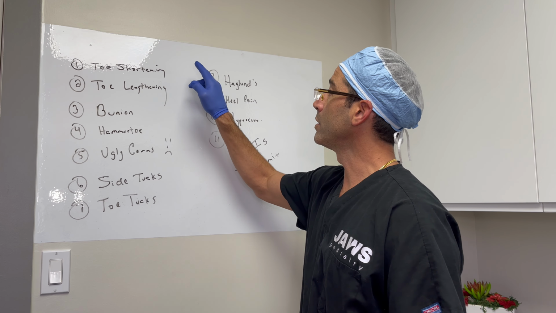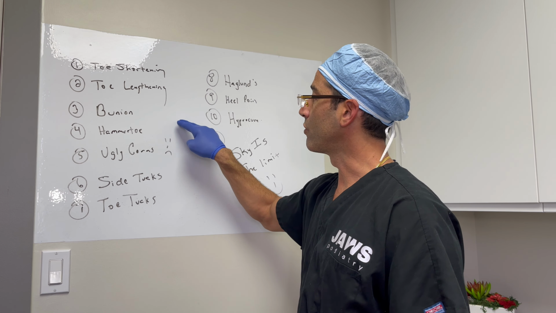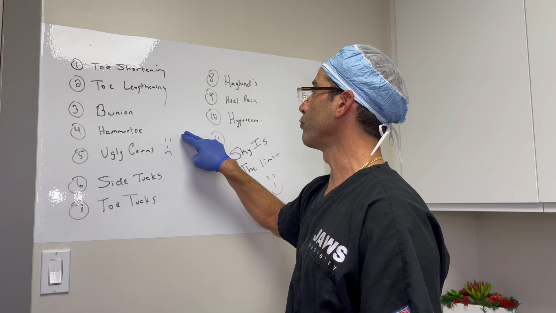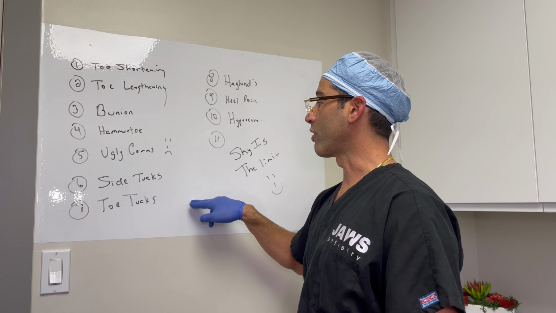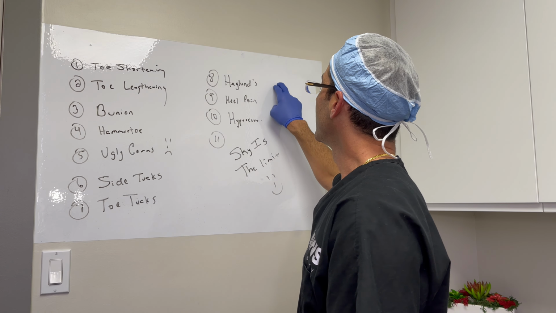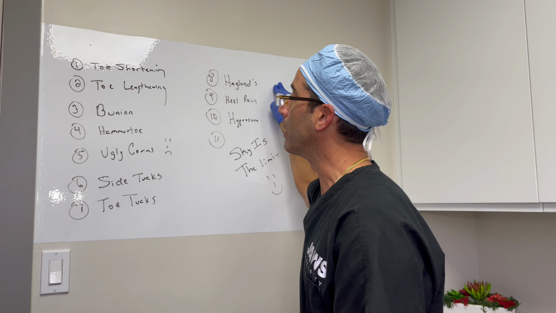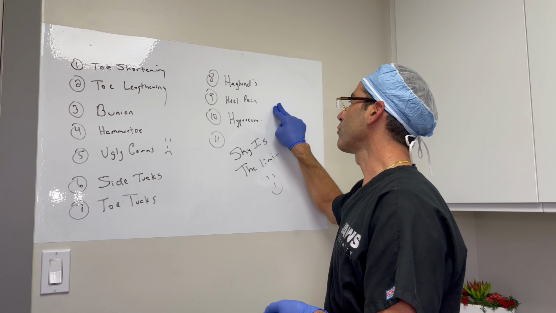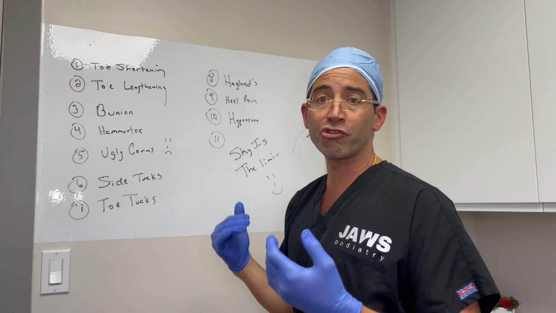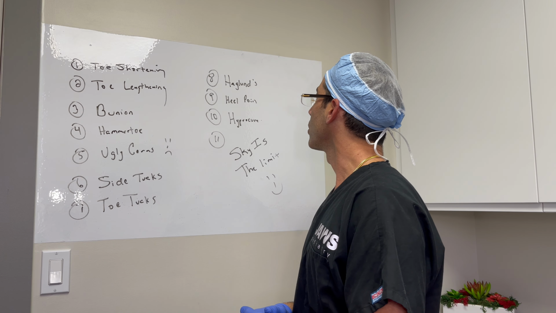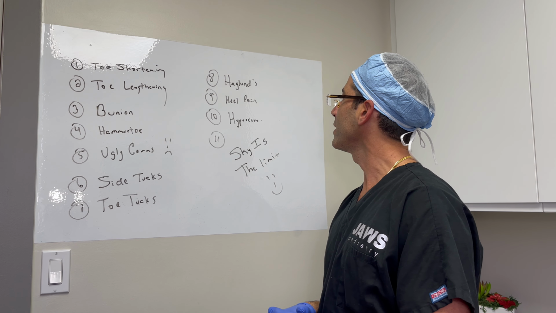at Doctors of Podiatry. Number one, toe shortening. Number two, toe lengthening. Number three, bunion deformities. Number four, hammer toes. Ugly corns, what we call the side tucks as well as the toe tucks. These are soft tissue procedures. The Haglund's, the notorious Haglund's deformity, Haglund's syndrome. Anything in respect to, and this is a very broad term, heel pain, that can be posterior heel pain or plantar heel pain, also known as plantar fasciitis.